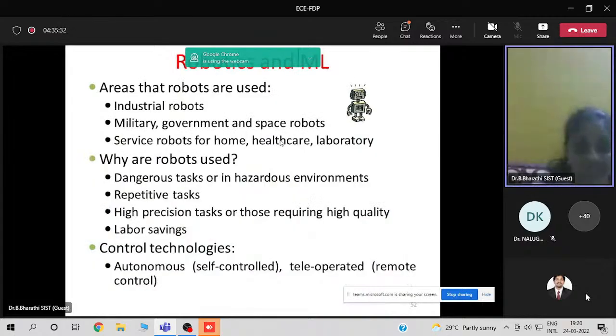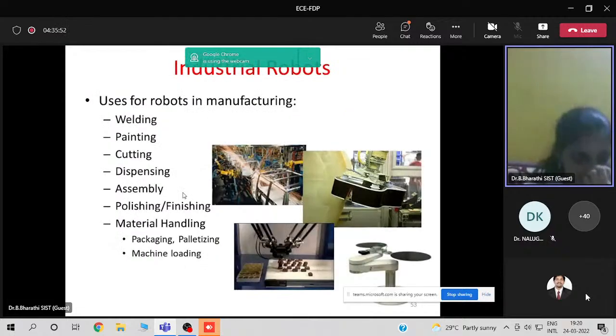So we have robotics in every area, either it is industrial services, military, healthcare, or experimental purposes. Everywhere we have robots. Whenever I don't want a human being to be involved in a dangerous task or a repetitive task or a high precision task, definitely I will rely on a robot. We have automated rovers, drones. All these are types of robots.